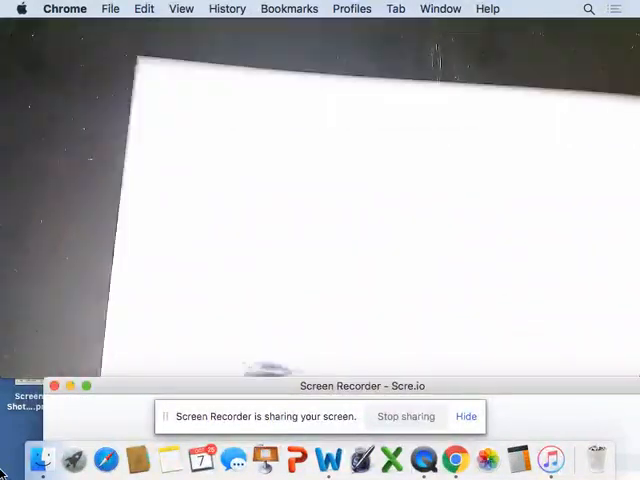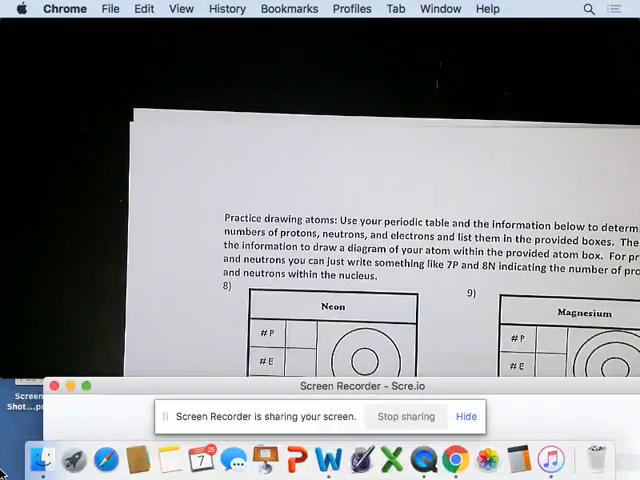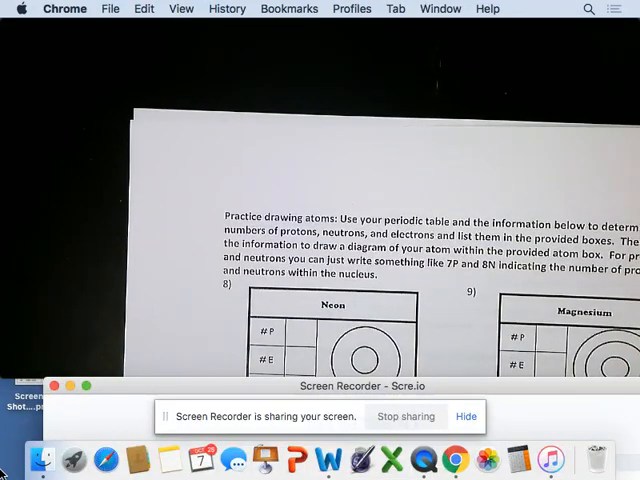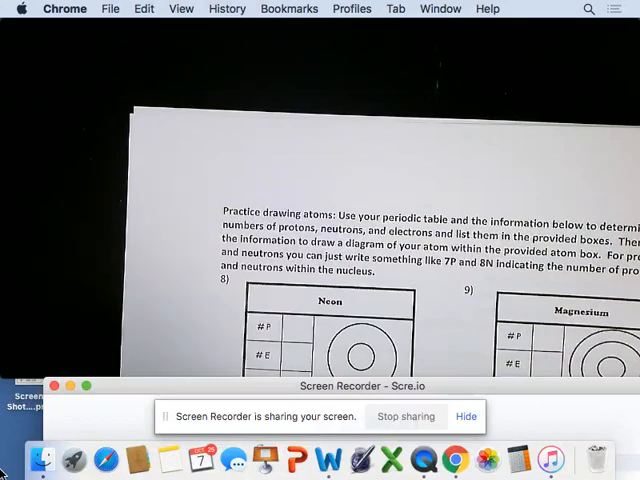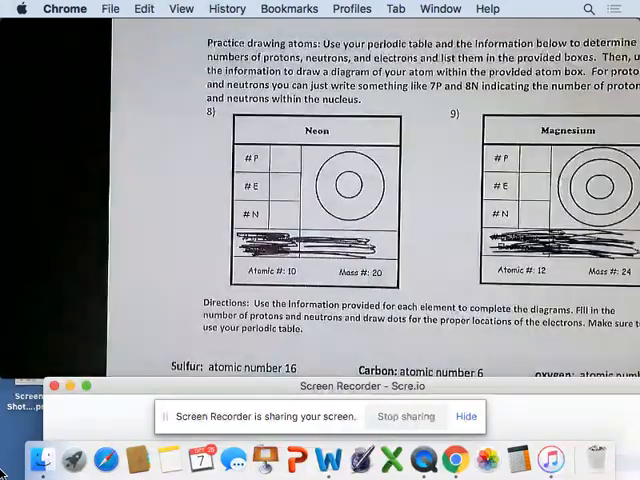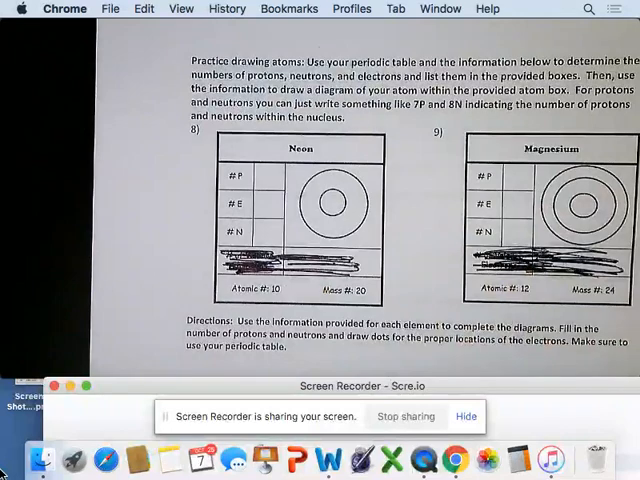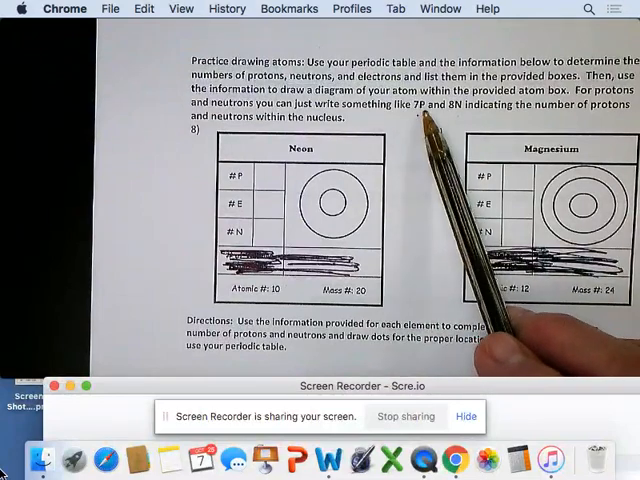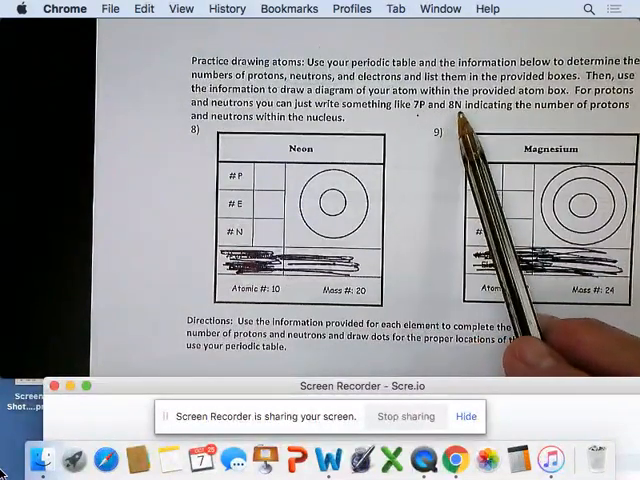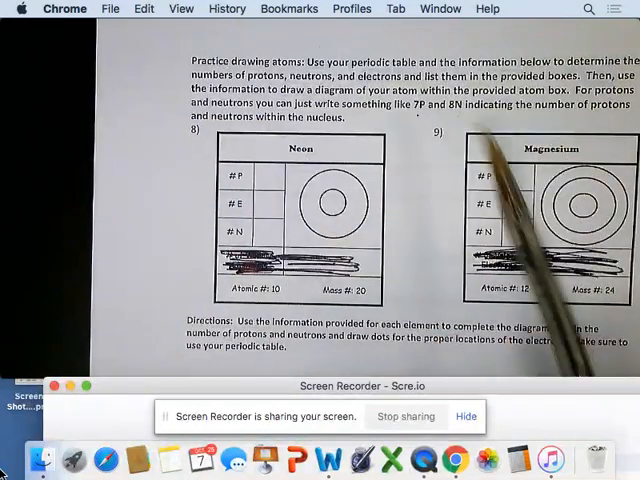When we flip to the second page, we're going to practice drawing atoms. You're going to use your periodic table, which is this, and the information below to determine the number of protons, neutrons, and electrons listed and list them in the provided boxes. Then use the information to draw a diagram of your atom within the provided atom box. For protons and neutrons, you can just write 7p or 8n. So you can write a number followed by p for proton and a number followed by n for neutron, indicating the number of neutrons in the nucleus.